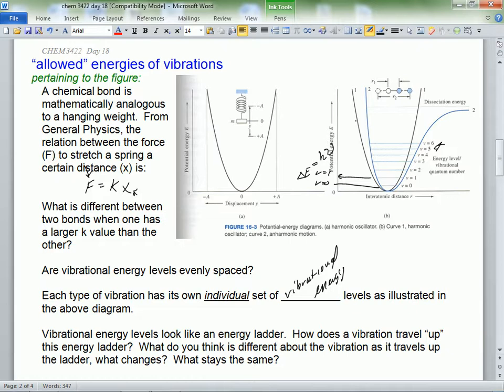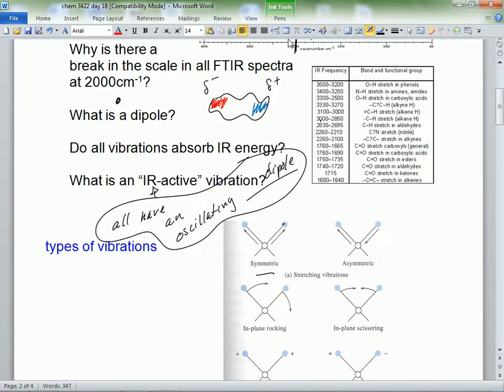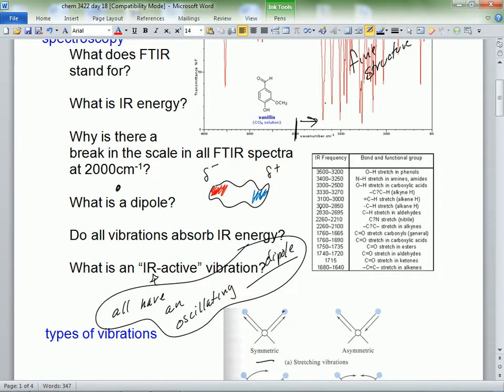Now, what region of the electromagnetic spectrum is that difference in energy? Infrared, heat. Okay, it's in the infrared region. Do you see this? Inverse centimeters. What do we call that? Anybody remember? Wave number.